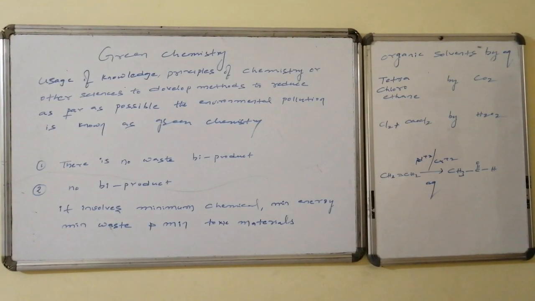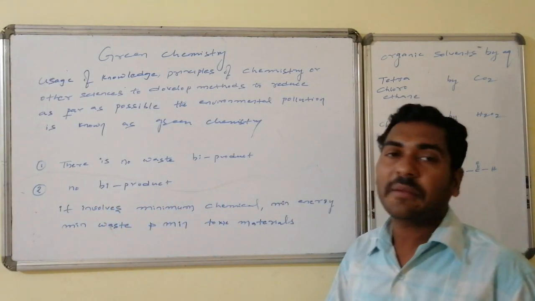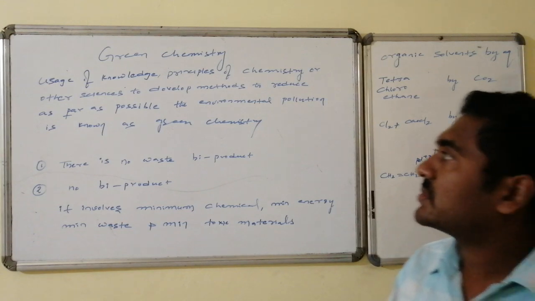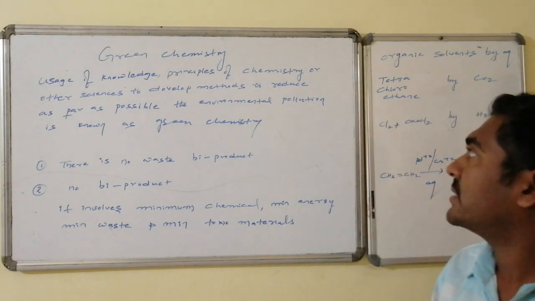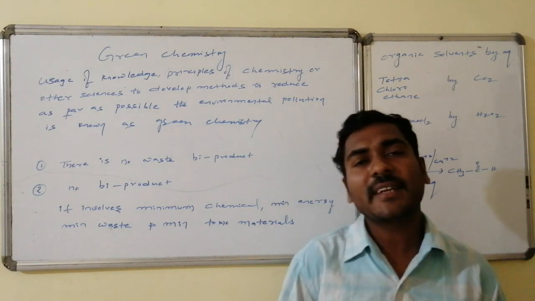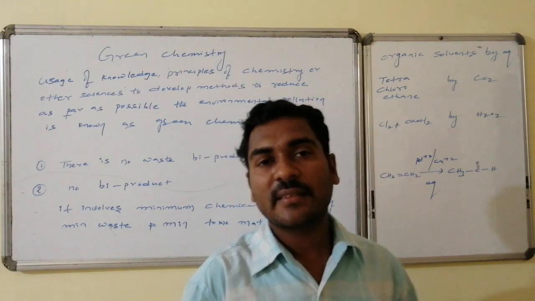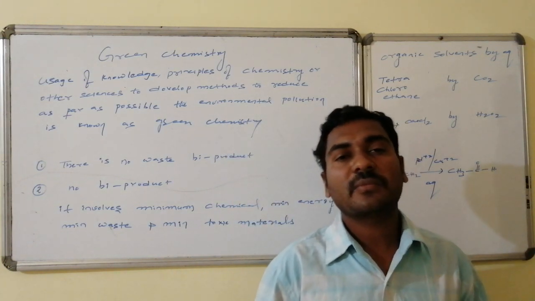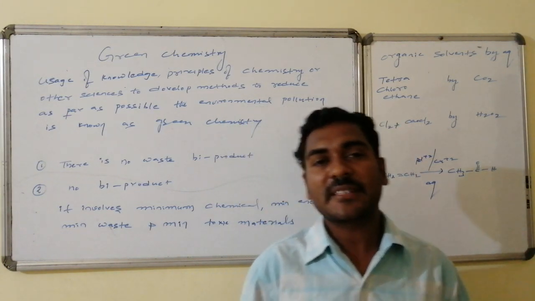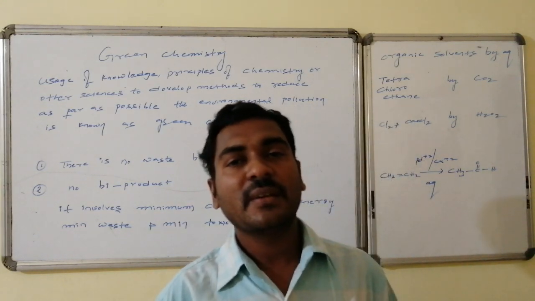Green chemistry. The usage of knowledge and the principles of chemistry and the other sciences to develop methods to reduce, as far as possible, the environmental pollution is known as green chemistry. Especially we will take the help of chemistry and, to a certain extent, the other parts of science to reduce the maximum pollutants, contaminants as well as pollution of all varieties like soil pollution, water pollution, air pollution and all the things.